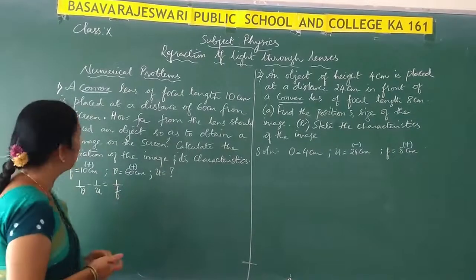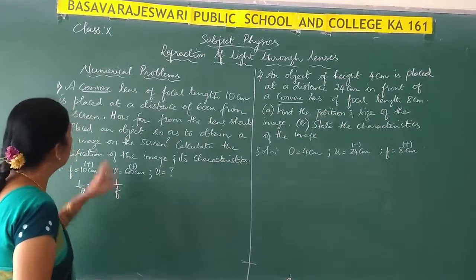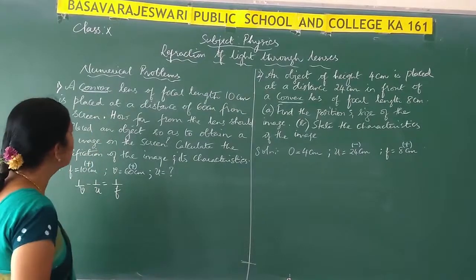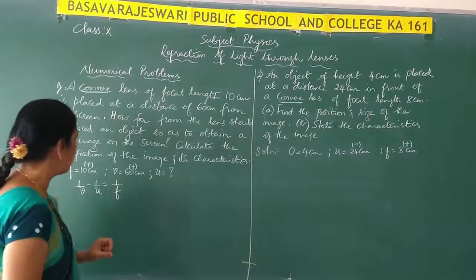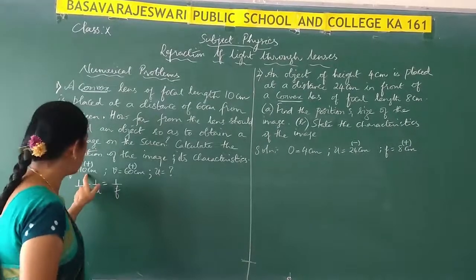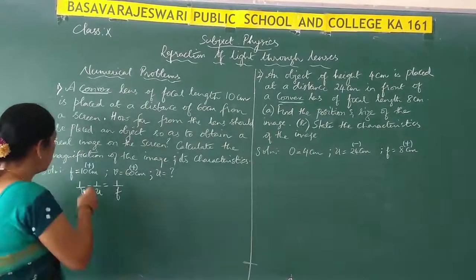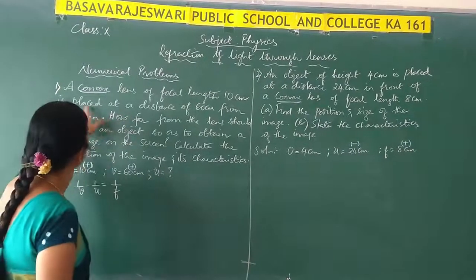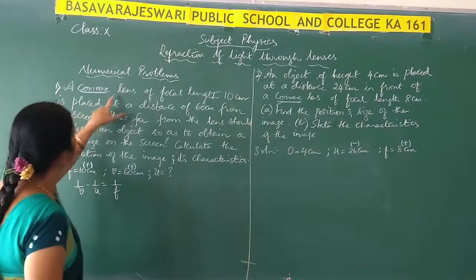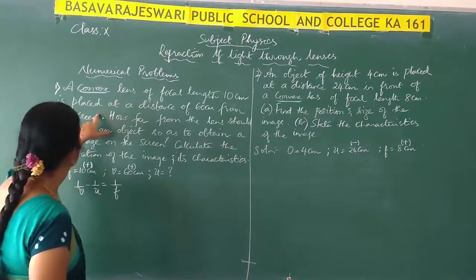So here we are provided with a convex lens, and what is the focal length of the convex lens? Focal length of the convex lens is 10 cm. Because the lens is convex, the focal length must be positive. So here I have taken it with the positive sign. So focal length 10 cm.